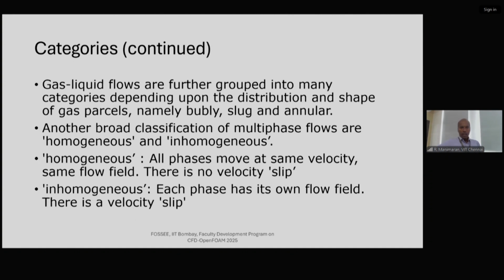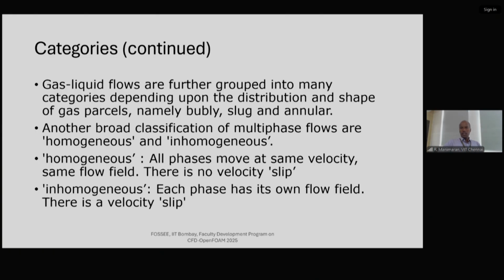Next slide. Another broad classification of multiphase flows is homogeneous and inhomogeneous. So how are they different? Homogeneous means all the phases move at the same velocity and same flow field. There is no velocity slip between them. That means the main distinction is that both the phases move at the same velocity. Whereas in inhomogeneous, each phase has its own flow field. There is some velocity slip, a difference in velocity between the two phases. That is called the inhomogeneous type of multiphase flow.